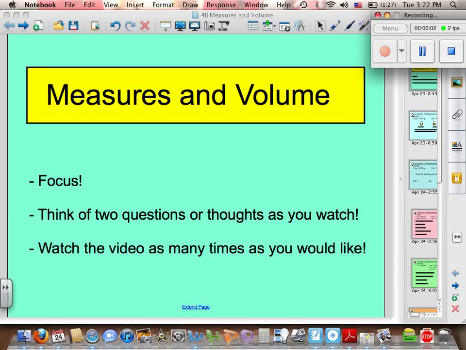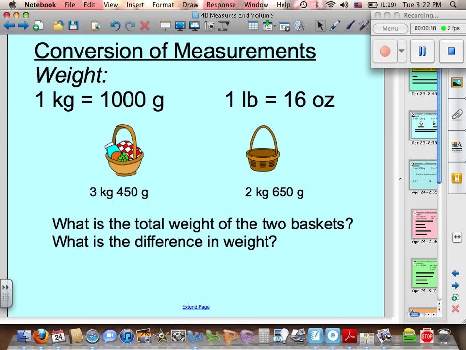Welcome to Measures and Volume. There are three things I'd like you to think about as you watch the video today. First, focus while you're watching the video. Second, think of two questions or thoughts as you watch. And third, remember you can watch the video as many times as you would like.